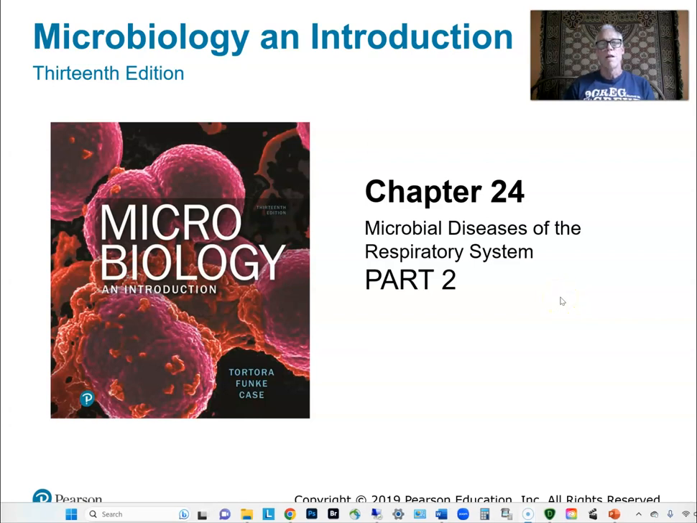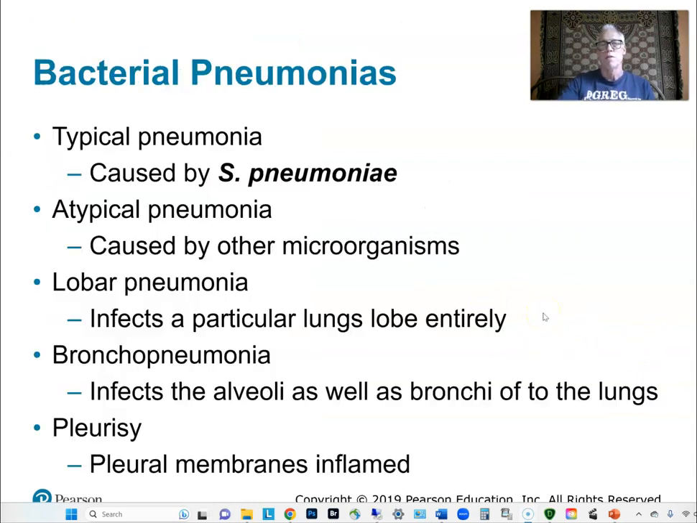We're back and ready for part two of chapter 24 in our microbiology text by Tortora. We'll be talking about microbial diseases of the respiratory system.